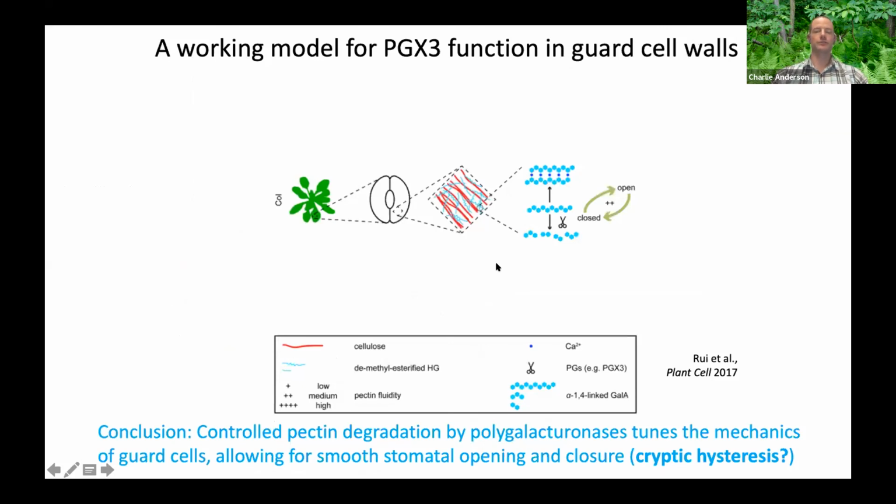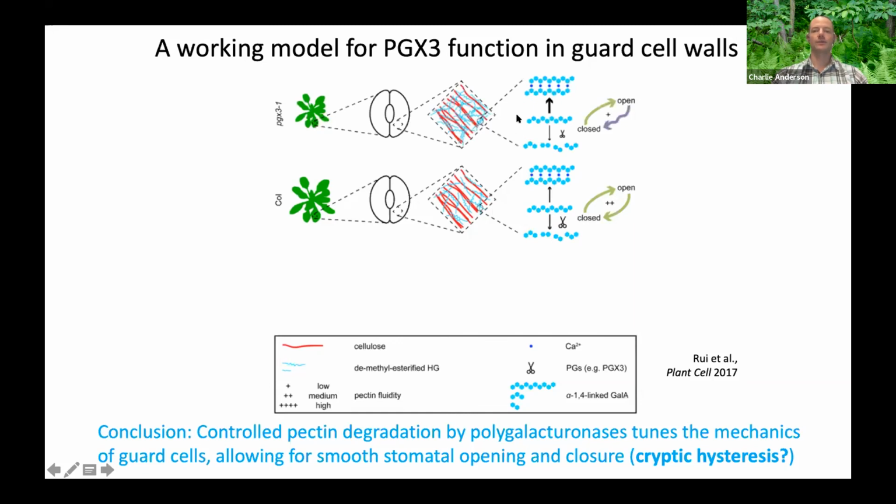So what we were able to do with this and many other experiments that I'm not going to talk about due to time is to develop a working model for how this polygalacturonase might be tuning the pectin in the cell wall of these guard cells to allow them to open and close normally. So in wild-type plants, we think that the polygalacturonase is tuning the size of the pectin molecules in the cell wall. So pectin is shown in blue here, cellulose is in red. And it tunes the size such that there's a balance between pectin cross-linking by calcium and pectin degradation by these polygalacturonases, such that they're able to open and close smoothly.